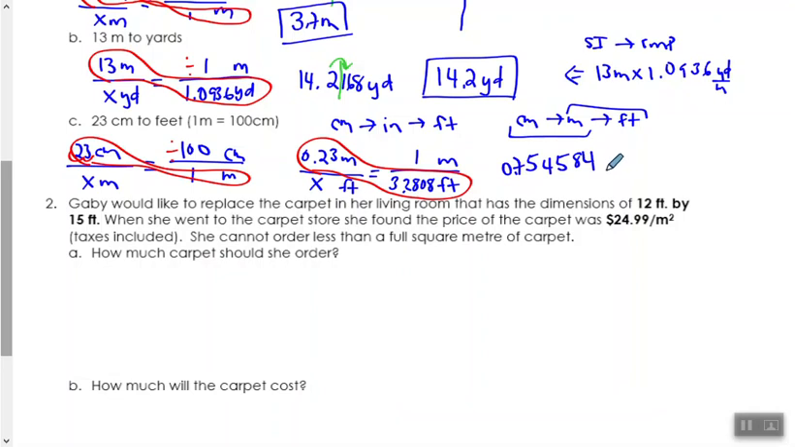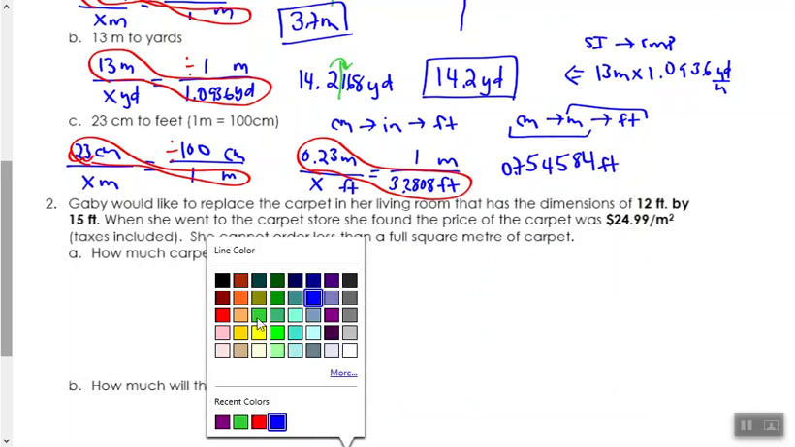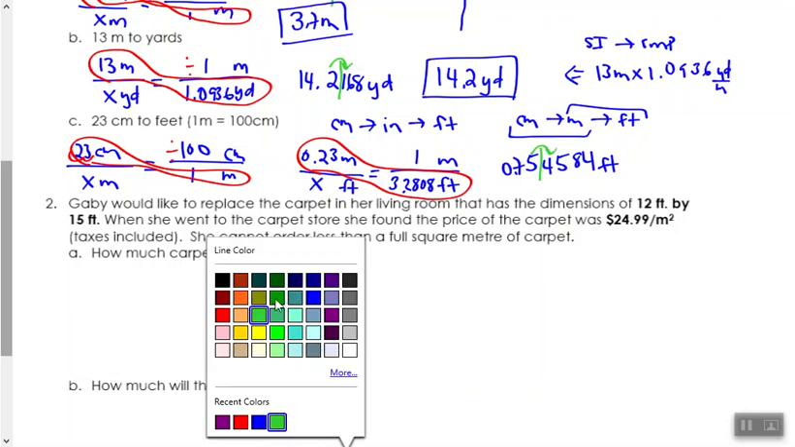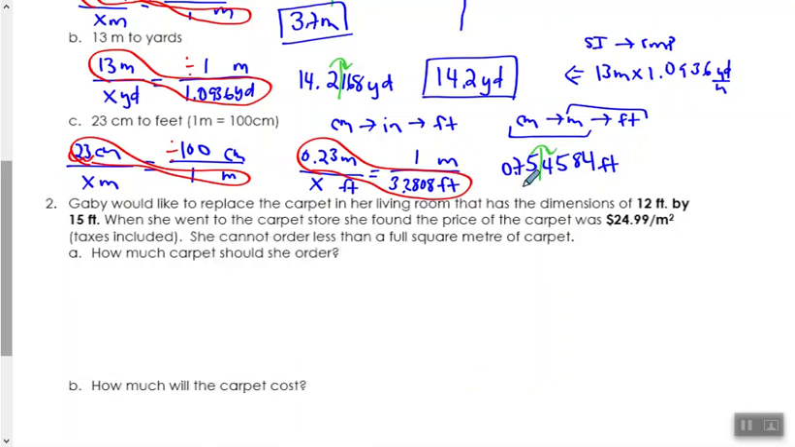0.754584 feet. So for this one, when we're rounding, let's round to 2 decimal places, because 0.75, that's 3/4. Nice number. So rounding to 0.75 of a foot, or if I'm being workplacey, I could say 3/4 of a foot, but it really doesn't matter. So 0.75 of a foot.